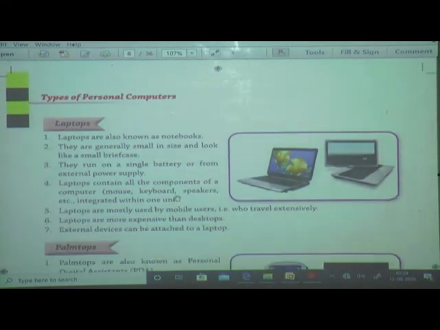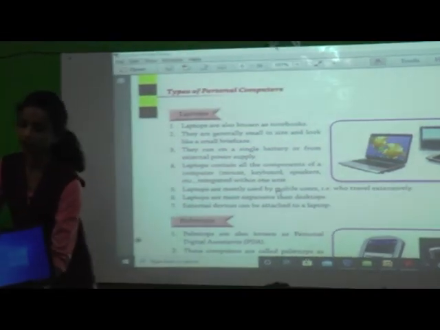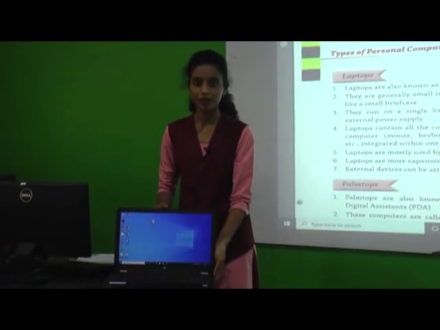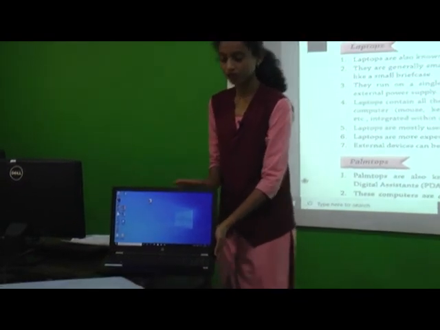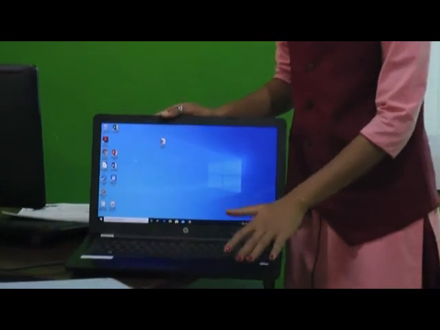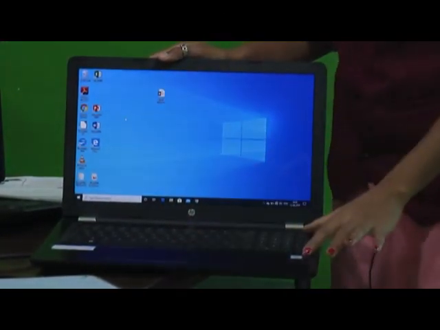Next is a laptop. How does a laptop look? It is a laptop. This type of computer is called a laptop. The mouse is inside that computer. The CPU is inside that. This is the monitor and this is the keyboard.